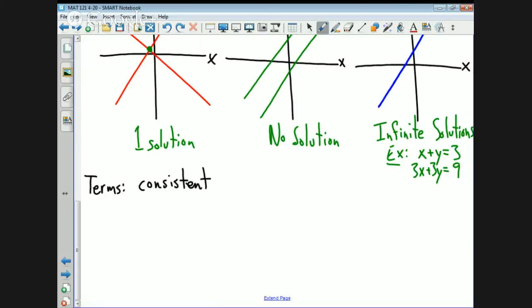Well, with an infinite solution case, you also have consistent. In an infinite solution case, all the points that work for one work for the others. So the solution is consistent throughout. In a no solution case, they call this inconsistent. Something that works for one of them does not work for the other, so it's inconsistent.